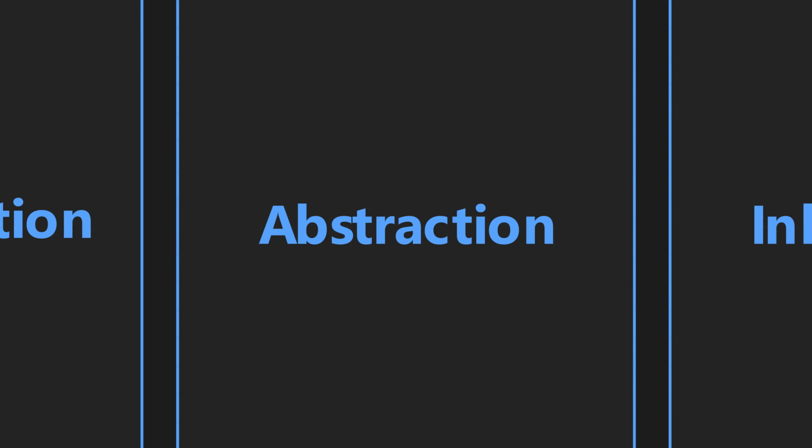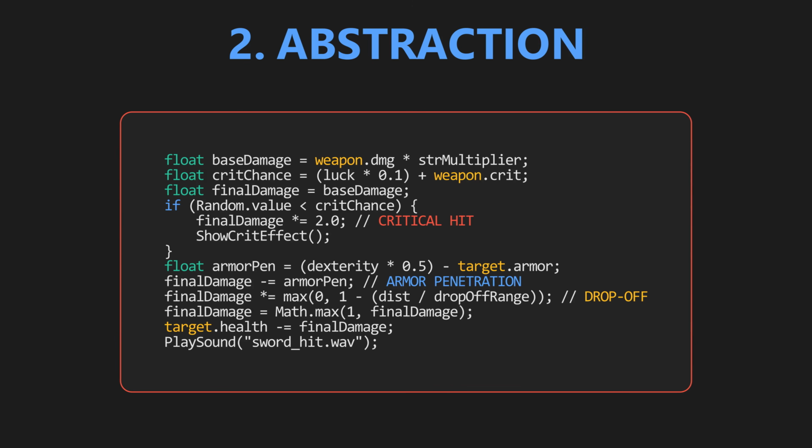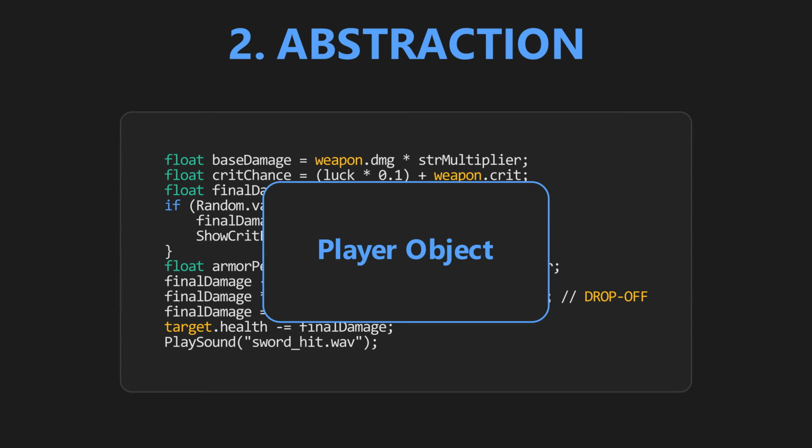Number 2, abstraction. This means hiding the complex math. When your player attacks, there might be a massive 50-line calculation for critical hits, armor penetration, and damage drop-off. But as the programmer, you don't want to see that every time. Abstraction hides the ugly logic inside the object. You just call player.attack and it handles the rest.